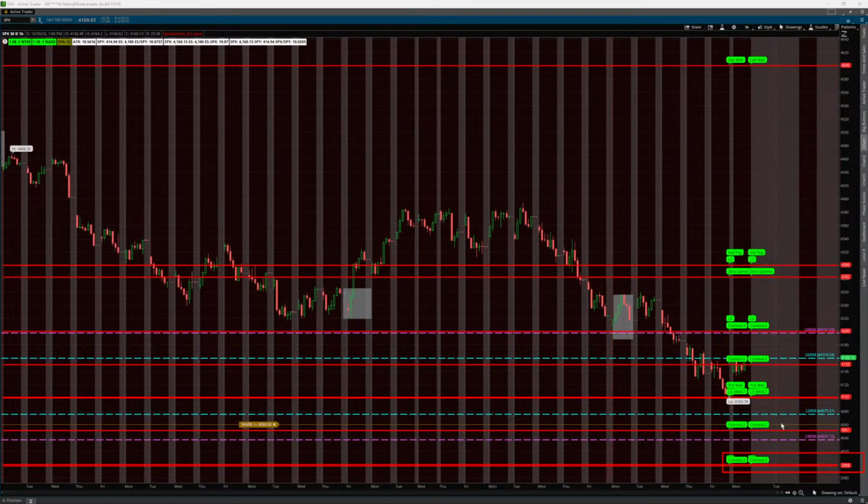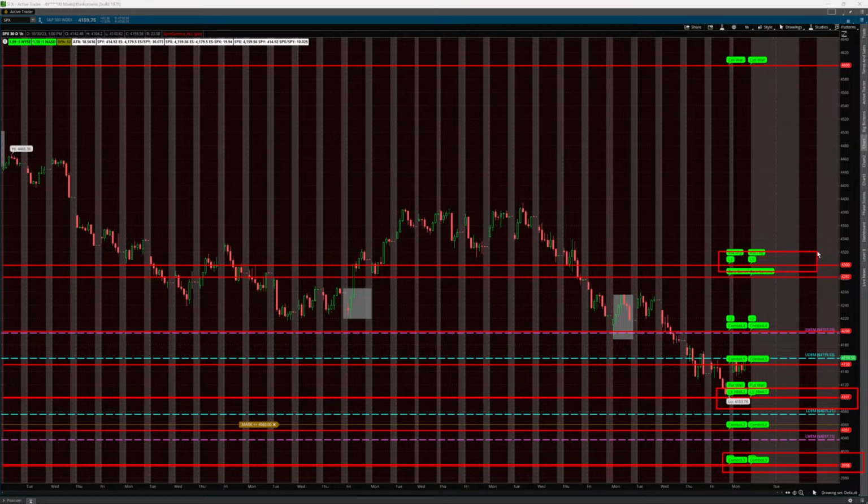The next level up is the put wall. That's at 4,100. That's the strike with the largest net negative gamma that can be expected to act as support. If it doesn't, of course, the next level down is 4,000. And so far, the 4,100 level has done its job. And note that it did not shift lower from last week. It remains at 4,100.